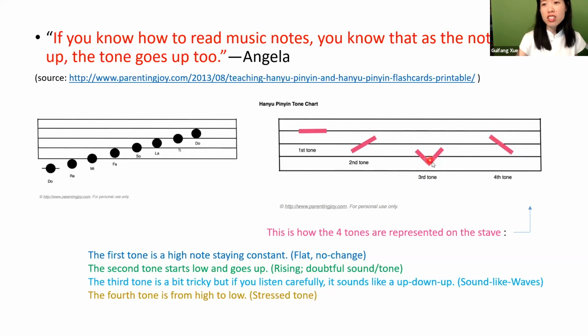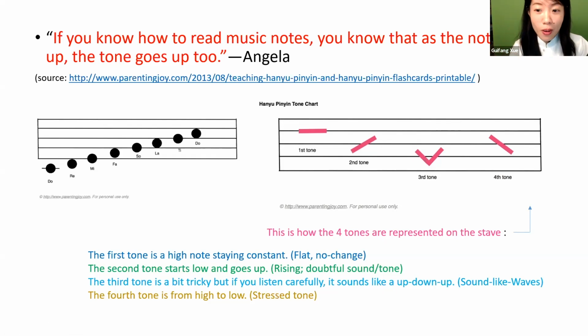But for the third tone, there's a turning point. You see the turning point is here. So it goes down, then it goes up. Yes. So it's like the waves. Or you can use your body language to help you when you pronounce the third tone. Let's move your body like the tonal marks. It's like you move your body and then you see the sound.